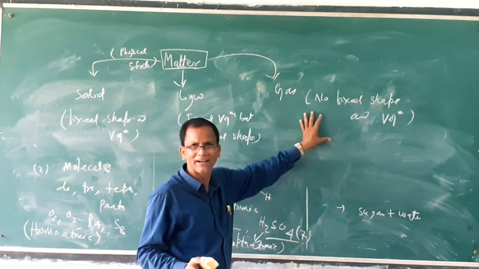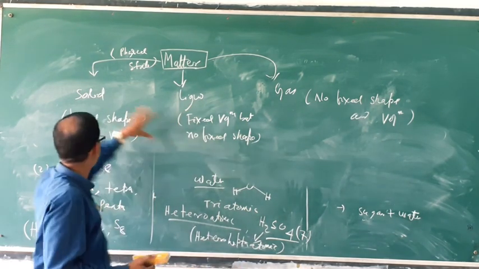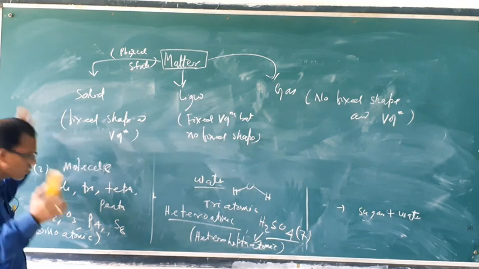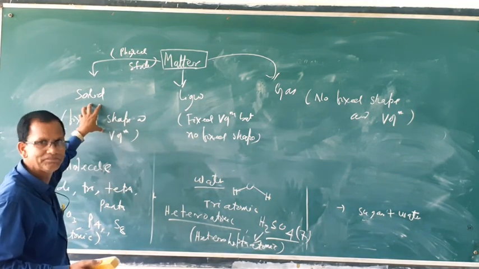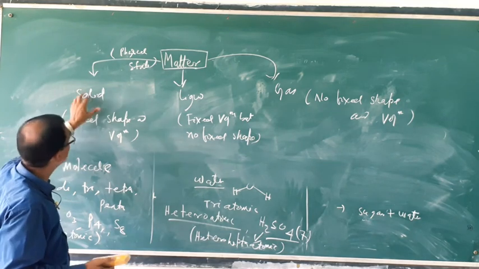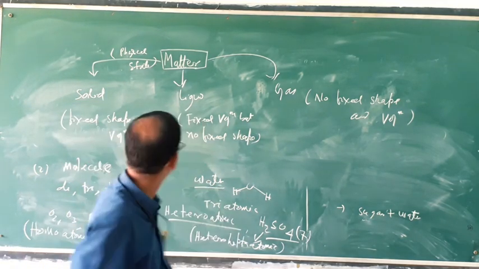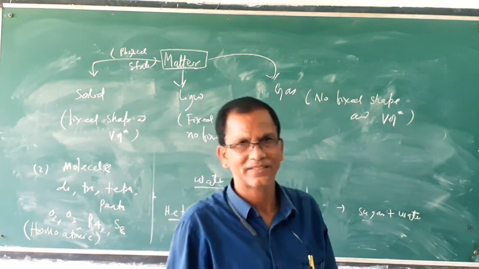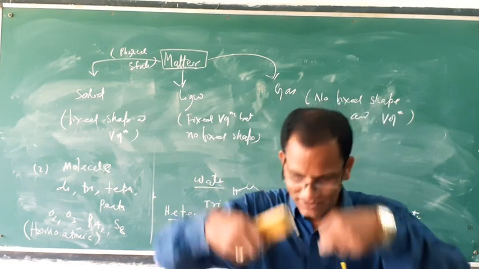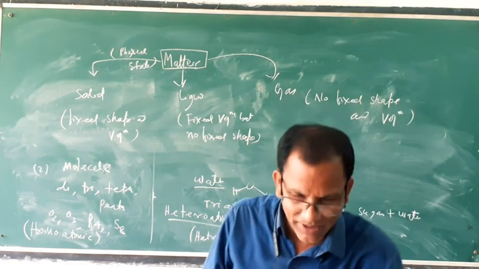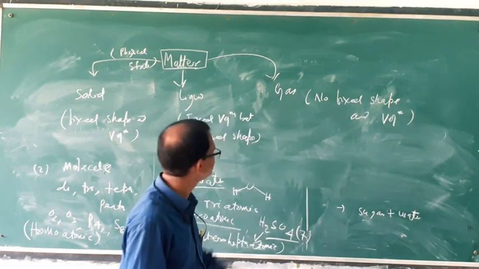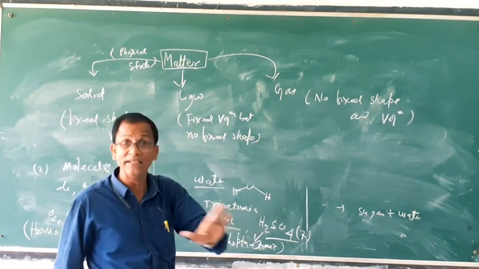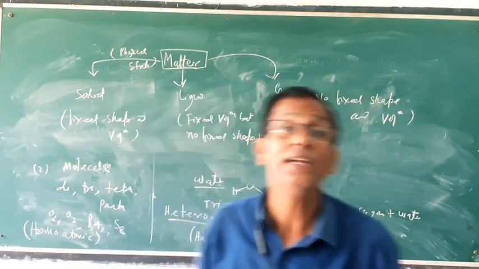Gas has very weak intermolecular attraction, liquid low, solid very strong intermolecular attraction, so solid is rigid and hard. Solid and liquid cannot be easily compressed, but gas can be compressed. Like a cycle pump, by giving pressure on the handle, the gas can be compressed. So gas can easily compress, but these two cannot.